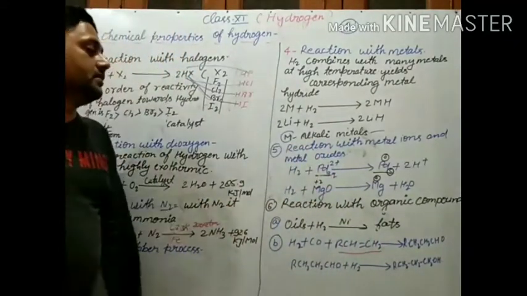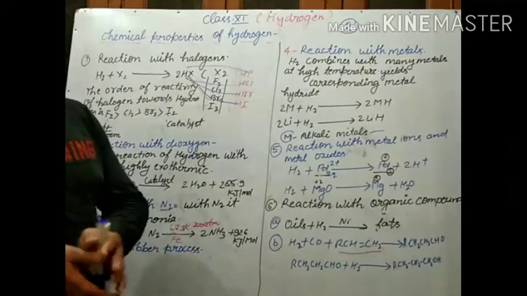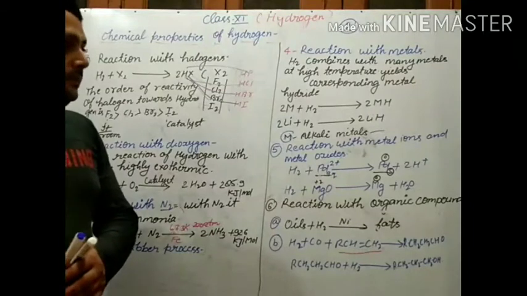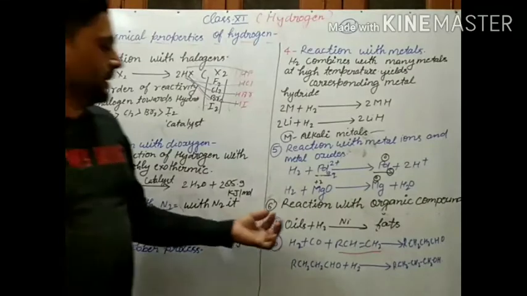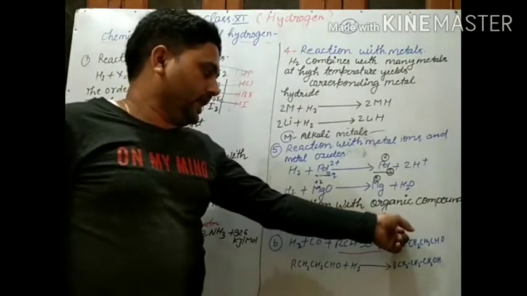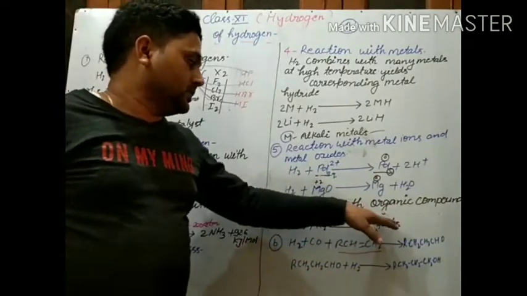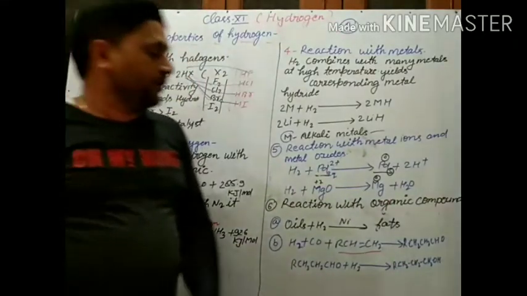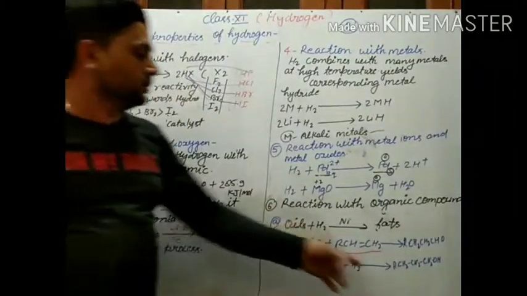And next is reaction with organic compounds. When it reacts with organic compounds, it gives many useful products, and it is used for the synthesis of many organic compounds also. So what is the first useful product? When it reacts with oils in the presence of a nickel catalyst, it forms fat, and this reaction is also called saturation of oil. And when it reacts with olefin, it forms what? It forms aldehyde, and further it reduces the aldehyde to alcohol.